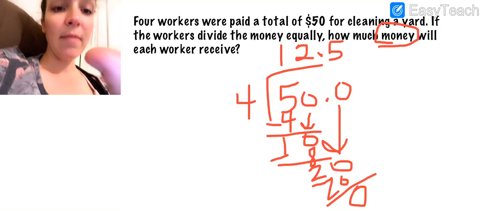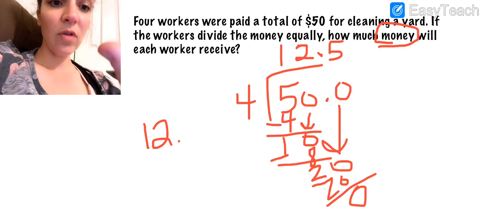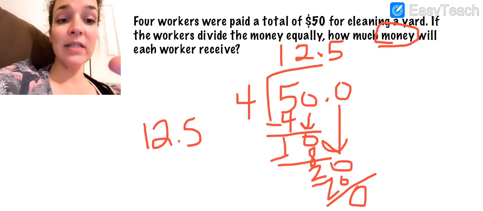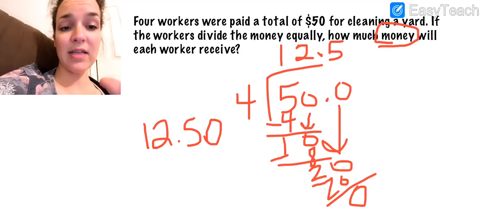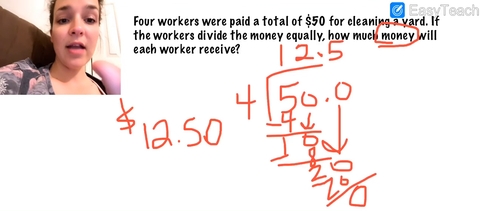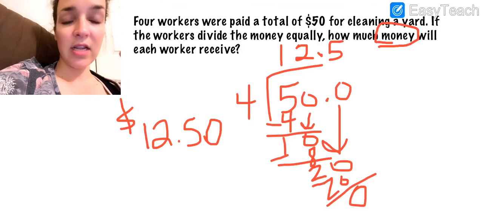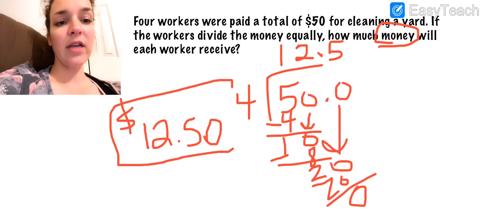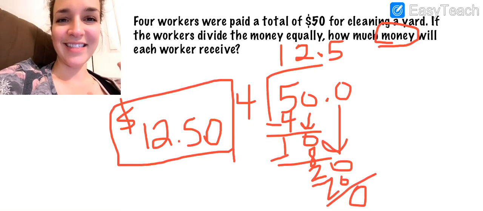Now we're talking about money here, so this doesn't quite look like money to me, because money always has 2 digits behind the decimal. Remember, I can add a 0 at the very end and it will not change the value. So that means each worker would get $12.50.